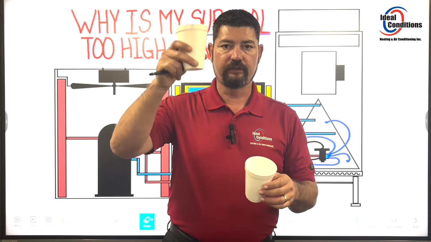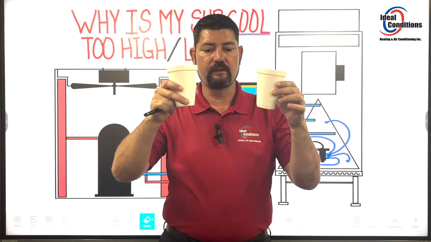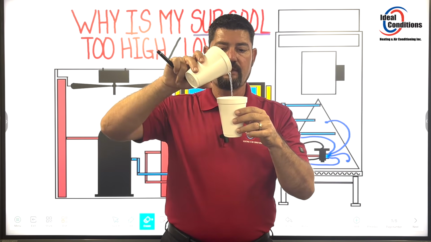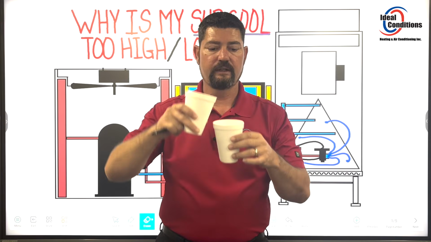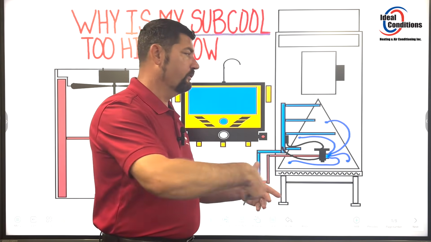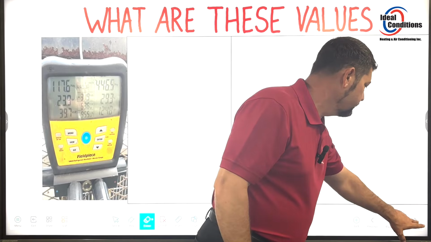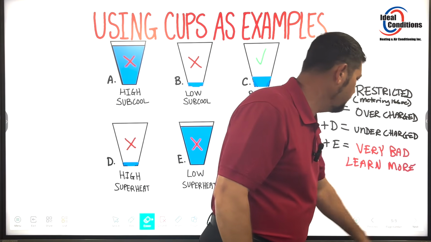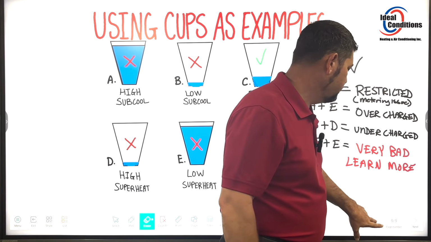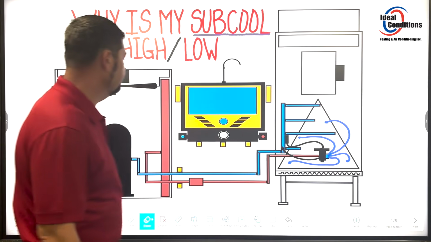All right, good subcool, starving evaporator coil. What does this mean? Oh, restriction, right? Because it's not allowing this to take place, right? And so there are things that contribute to those second problems. So when we get into that, let's get back to this 5th page. B plus E, very bad, learn more. This is where we get into the things that can create B's plus E's.